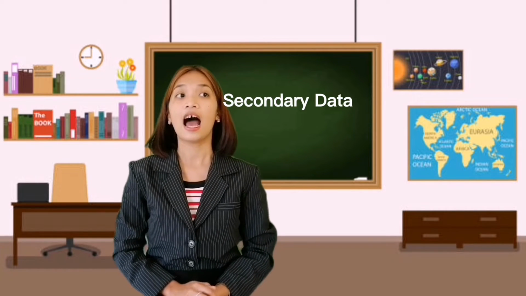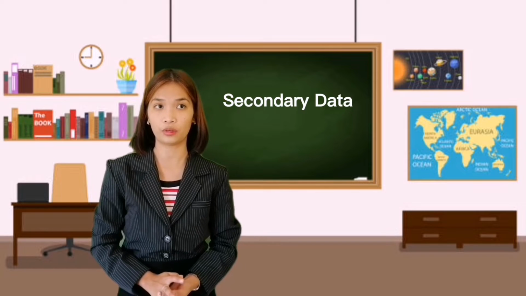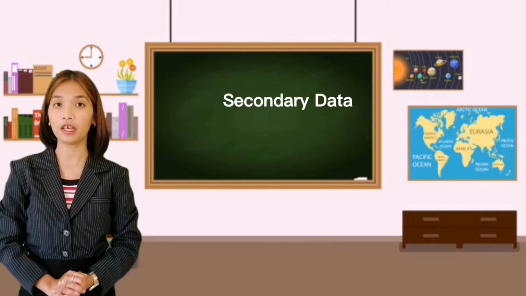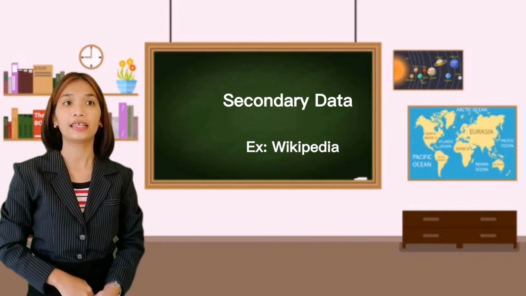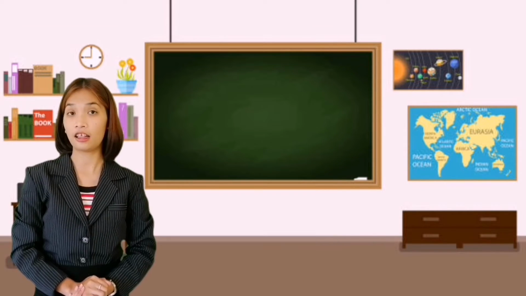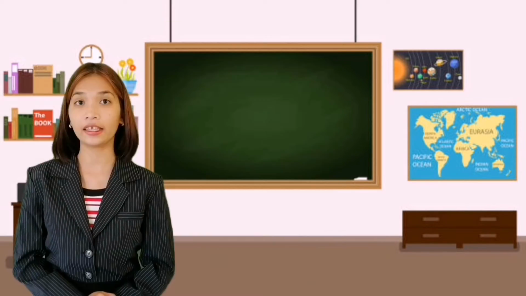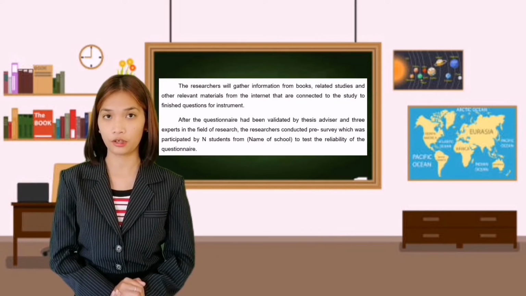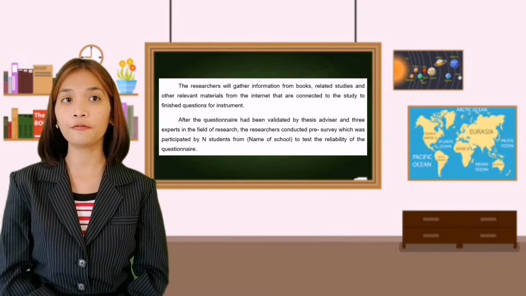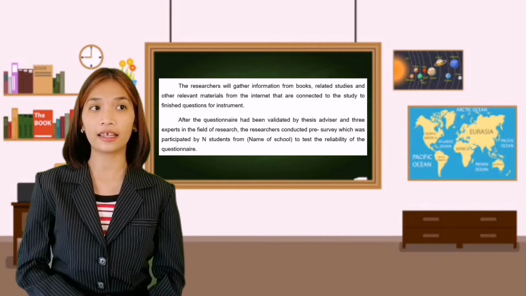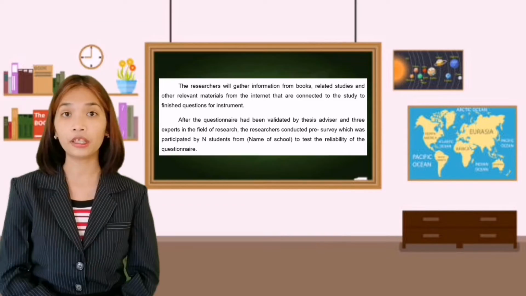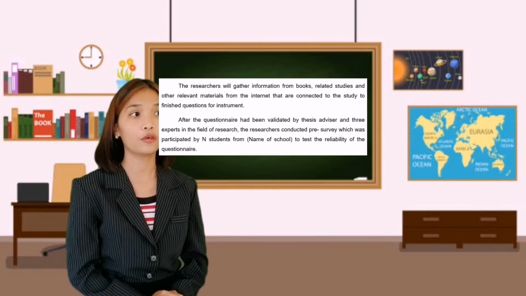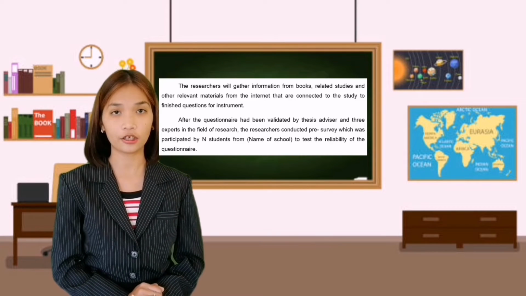journals, and articles. However, we as researchers need to use relevant information. We must not take information from Wikipedia because the data found there is not reliable. In this case, we can write this in our research paper, the data gathering procedure. The researcher will gather information from books, related studies, and other relevant materials from the internet that are connected to the study to finish the questions for the instrument.